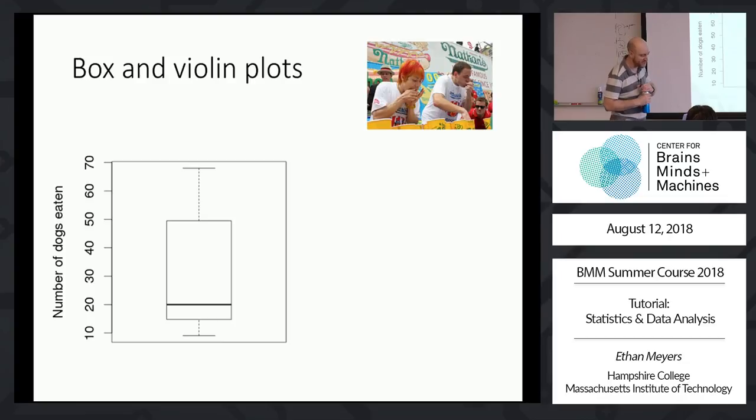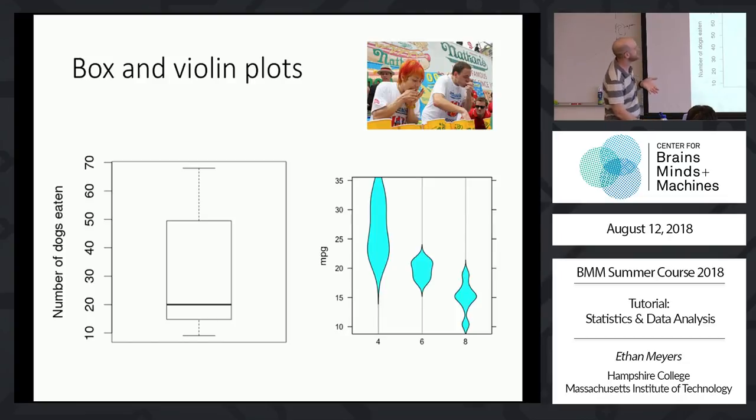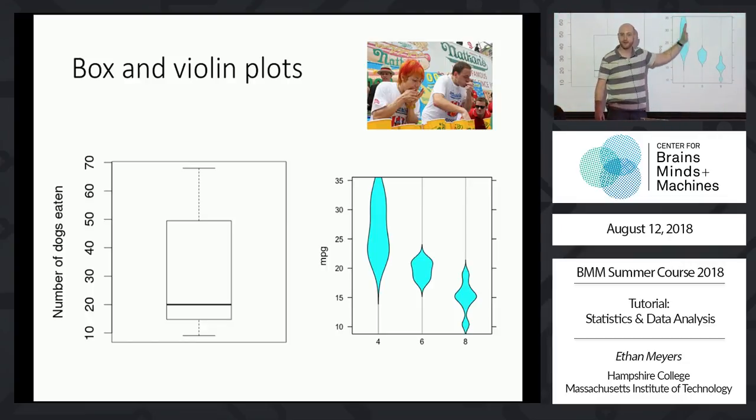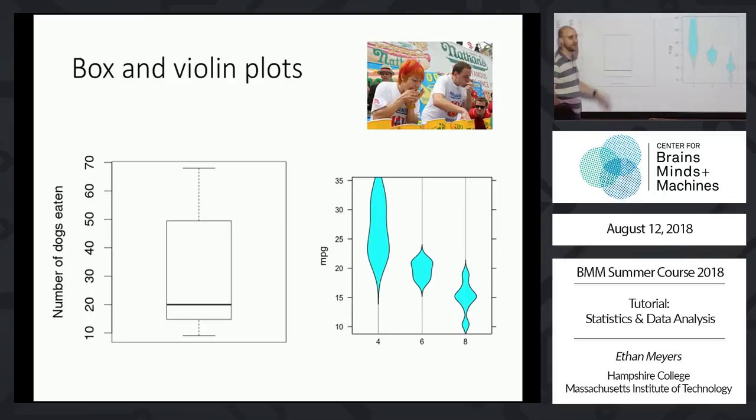All right, and there are other ways to plot it. So you can plot something similar. Does anyone know what those are called? Violin plots, right? And so this is kind of a smoother version of it. Here, this is more like a histogram that's been smoothed and mirrored. Okay, and it kind of gives you the same thing.